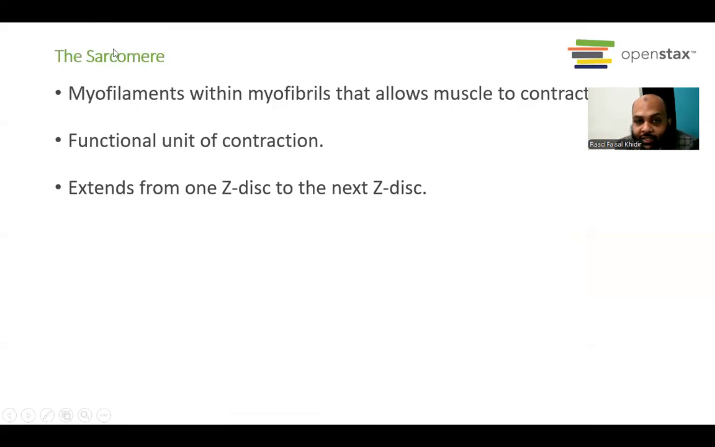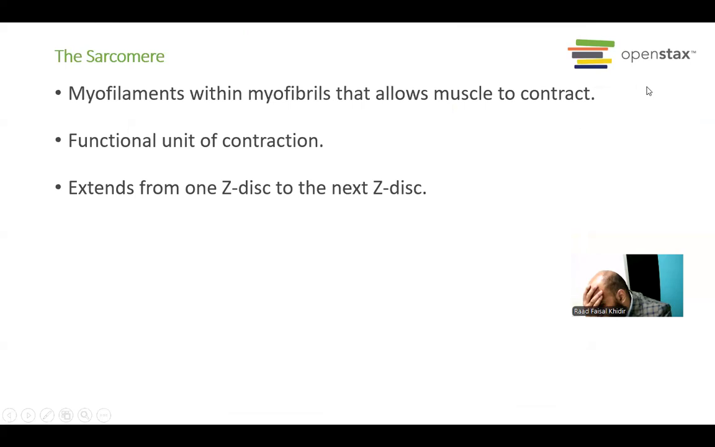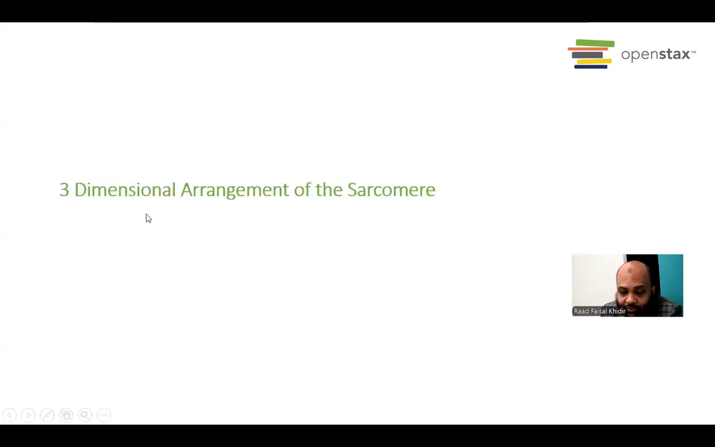So what does the sarcomere extend from? It extends from the Z disc to the next Z disc. So the myofilaments within the myofibrils allow for the muscles to contract. And this is the functional unit of the contraction. There are dimensional arrangements of the sarcomere.